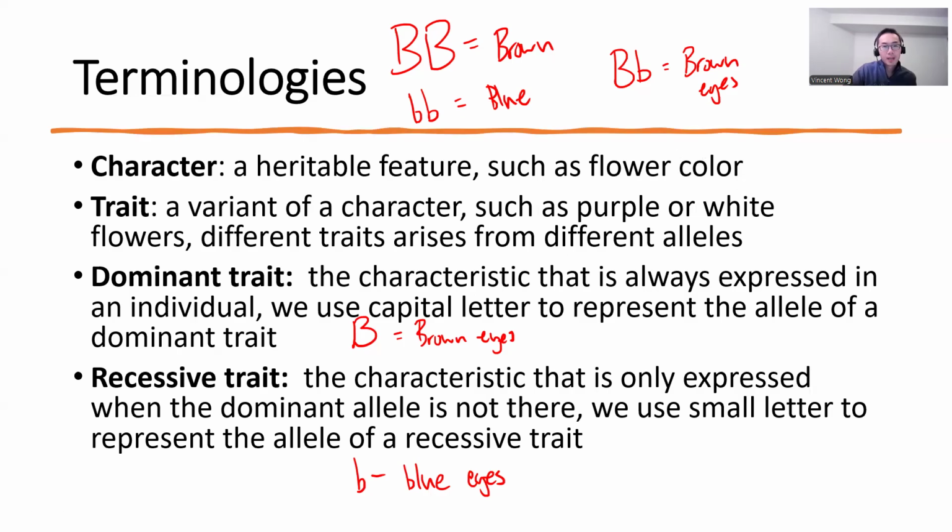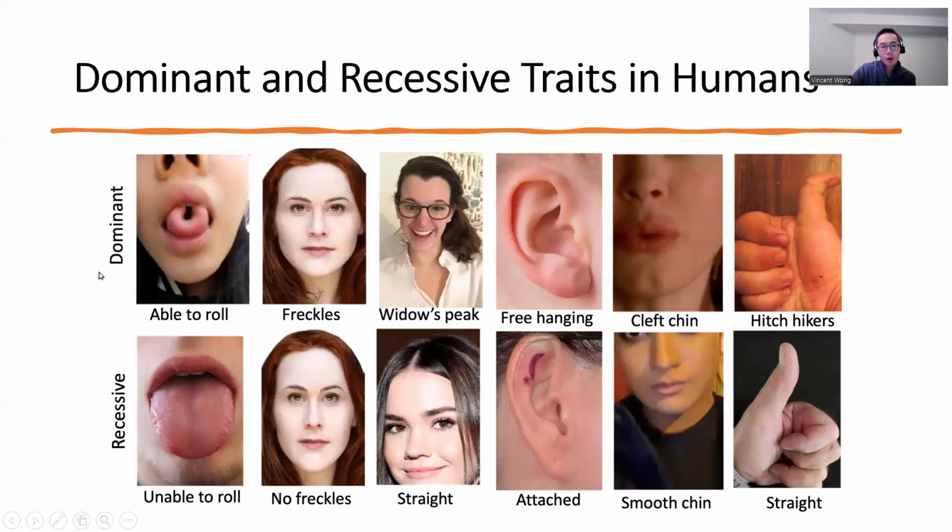I hope so. Now, here are a bunch of dominant and recessive traits that you can have some fun with in your family. If you're able to roll your tongue, that's a dominant trait, and that's a genetic thing. If you cannot roll your tongue, then it's recessive. So rolling your tongue is big R; you can use any letters you like. You are either big R, big R, or big R, small r. If you cannot roll your tongue, then you are small r, small r.